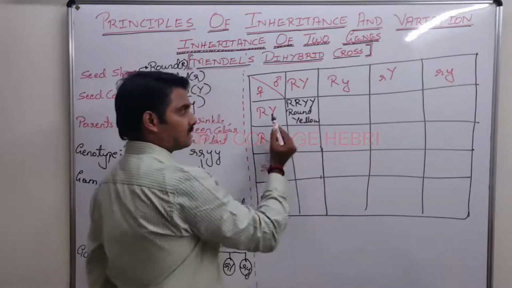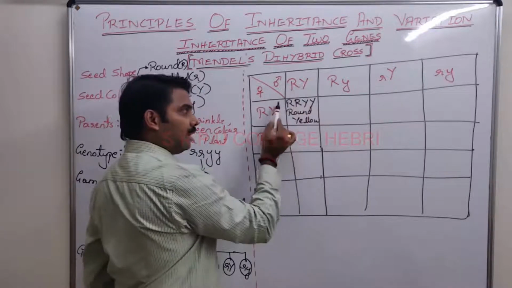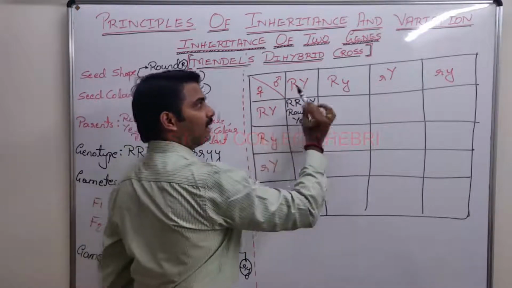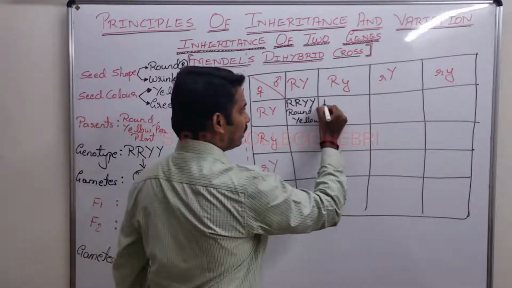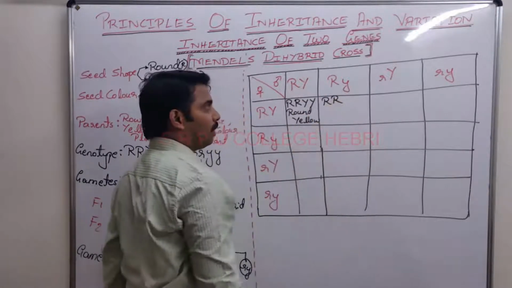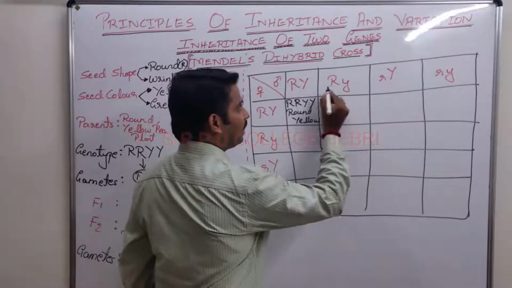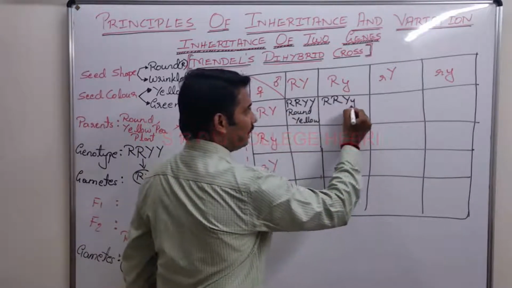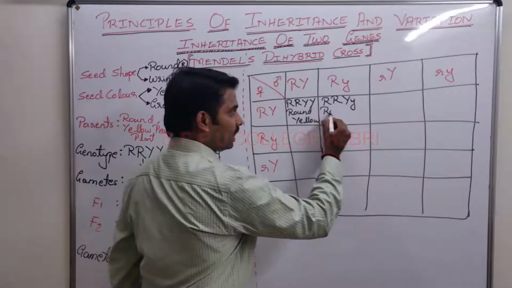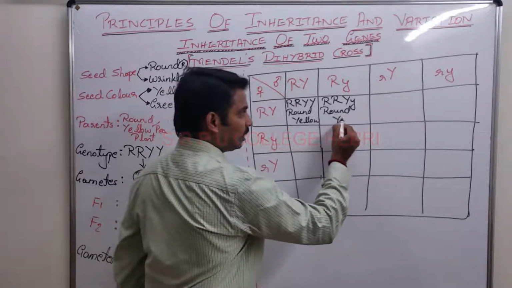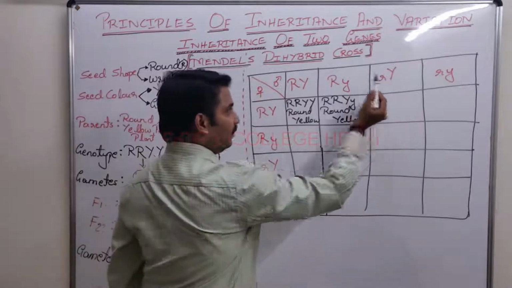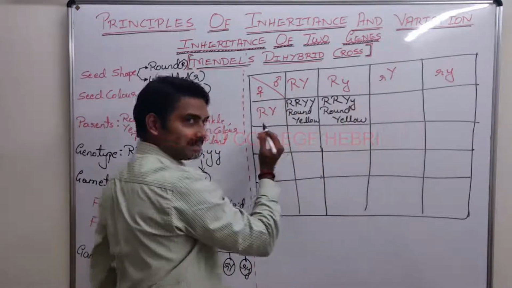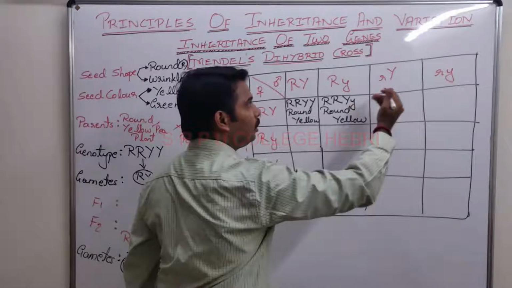Okay, likewise, if the female gamete is fertilized by the male gamete having capital R small y, then the genotype of the progeny will be capital R, capital R, capital Y, small y. Once again, what is the phenotype? It is round yellow. Now, hope you can understand. Again and again, need not repeat.